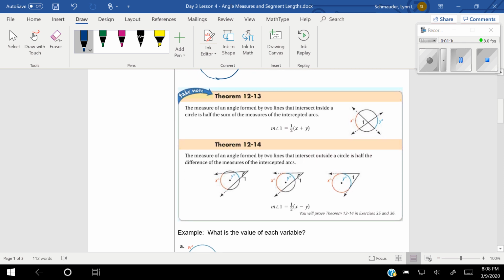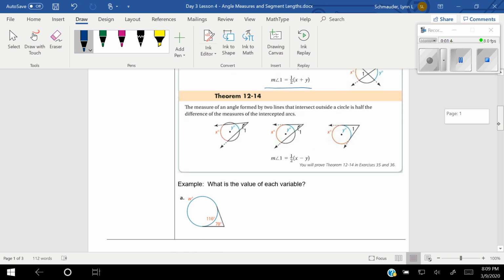All right, the measure of an angle formed by 2 lines that intersect inside a circle. So these are 2 secant lines, but this theorem would also apply to 2 chords that intersect inside a circle. The measure of the angle is half the sum of the measures of the intercepted arcs. So you can see that angle 1 there, its measure is 1/2 of x plus y, intercepting inside the circle.